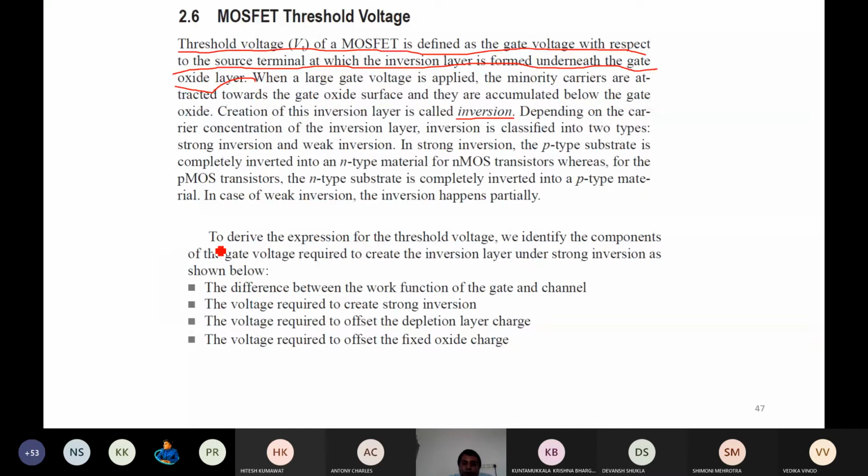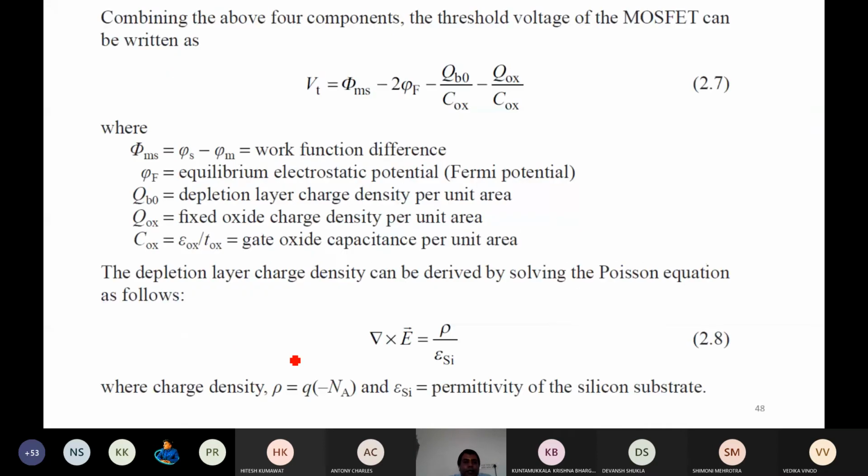To derive this expression for threshold voltage, we must identify the voltage components which are required to be added. These are the difference between the work function of the gate and the channel. Gate is polysilicon and channel is silicon, so what is the work function difference? Then the voltage required to create strong inversion, the voltage required to offset the depletion layer charges, and the voltage required to offset the fixed charges in the oxide. Oxide charges are there, and depletion layer charges are there. So to offset them, all the four components must be added.